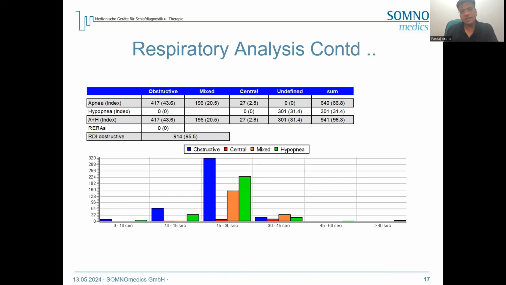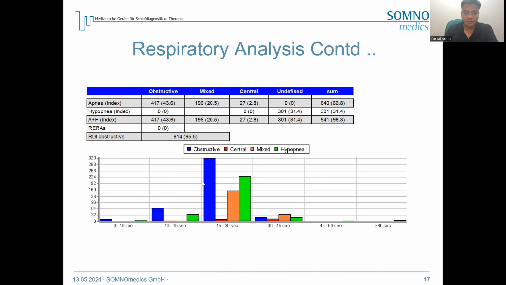Now, respiratory analysis continued. This will also show you a graphical display. In the first scan itself, you will be able to know whether he is having more obstructive sleep apneas, more hypopneas, or mixed apneas, and how many times.